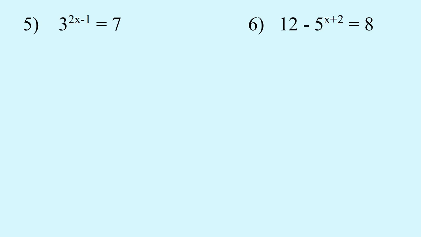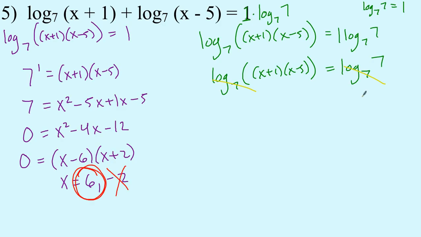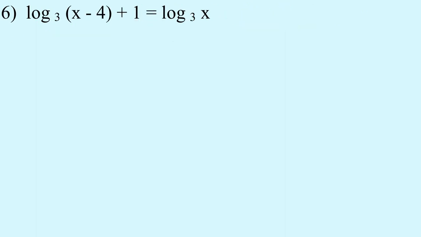You cross off the bases. Sorry, pressed the wrong button there. And then here, you get x plus 1 times x minus 5 equals 7, which is what we had here. So it's just a different way of looking at it if you wanted to do it as log equals log. All right, so why don't you try this one?